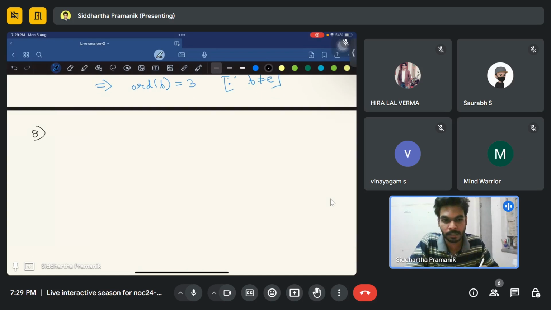So I will list some functions from groups to groups. You need to check whether they are group homomorphisms or not. And if they are group homomorphisms, you need to find the kernel and image. So let's write it.